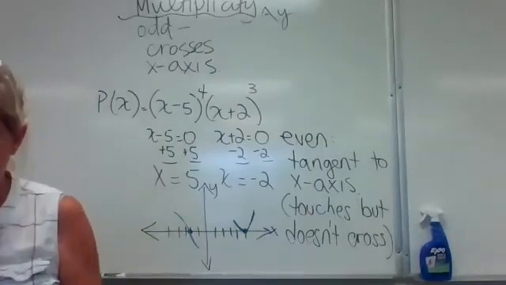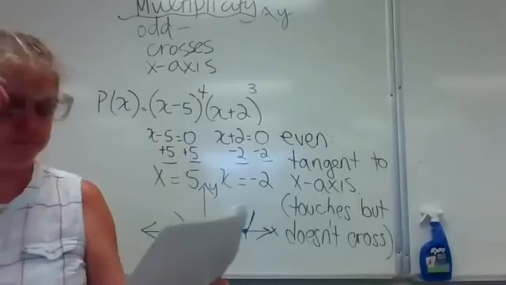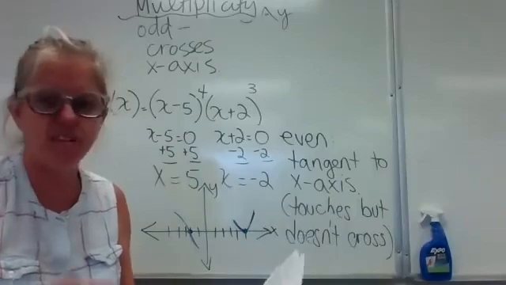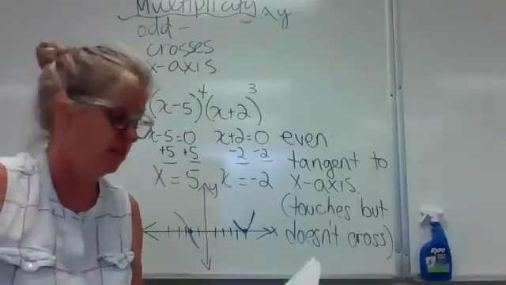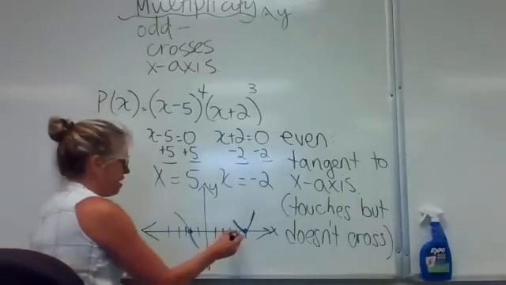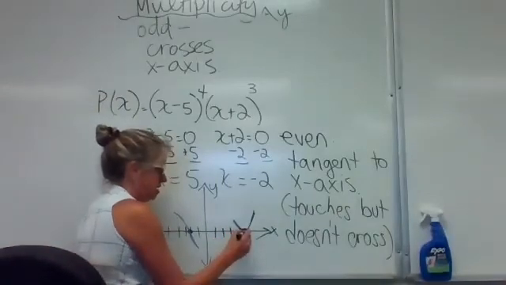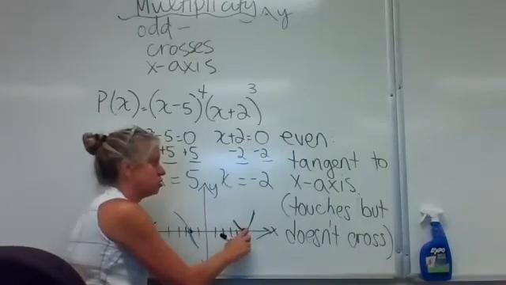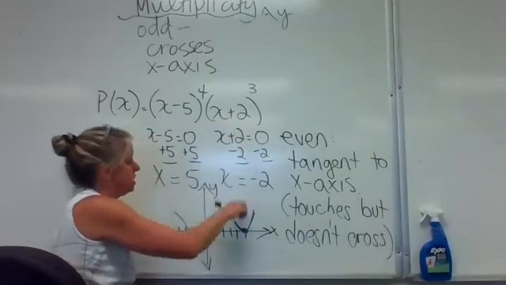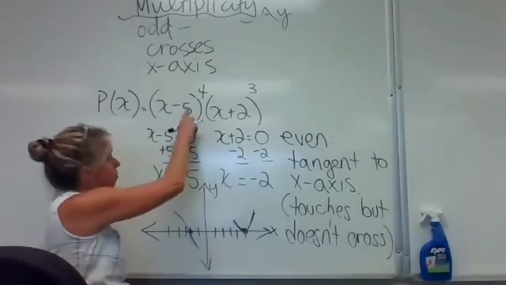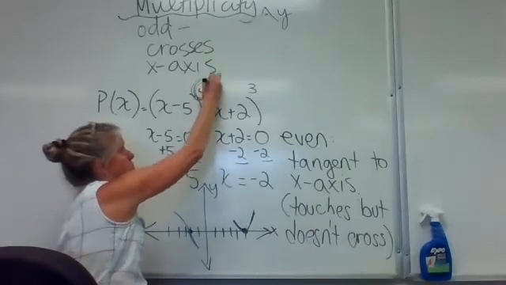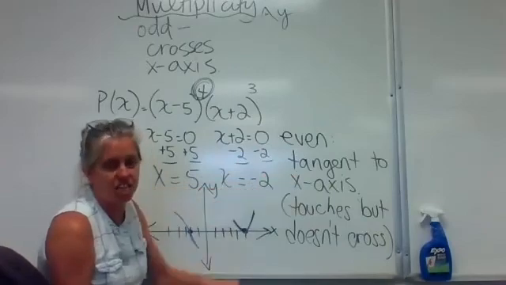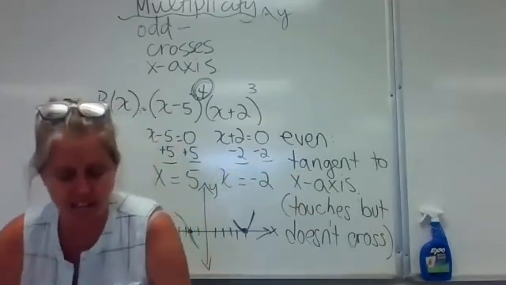So here's what it says. It says this function crosses the x-axis at (5, 0), which is at the 5. Is that true or false? Well, here's my 5. Did it cross through the x-axis? No, it did not cross through because of its multiplicity. Where did this one come from? From here. Its multiplicity was 4, which is even, which means it was tangent or just touched the x-axis at that one.